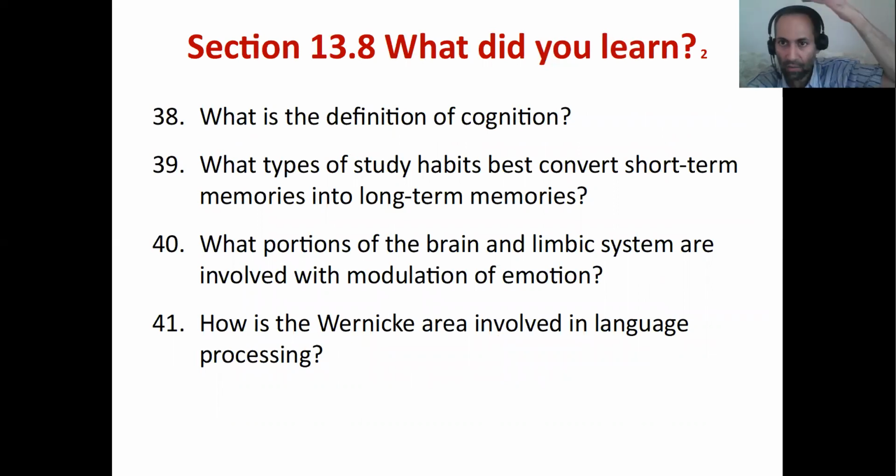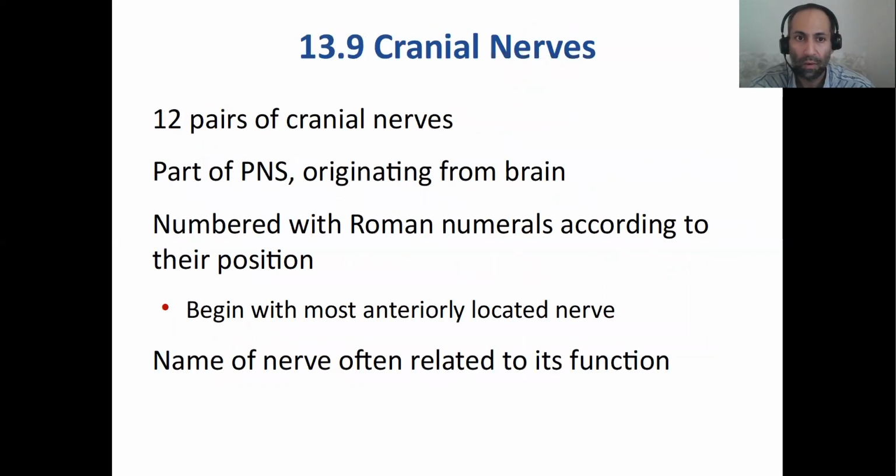Definition of cognition, higher critical thinking skills. What type of study habits are best? Constant repetition and getting good sleep. What portions of the brain and limbic system are involved with modulation of emotion? The hippocampus and amygdala. How is the Wernicke area involved in language processing? It makes sense of what you're listening to, okay?